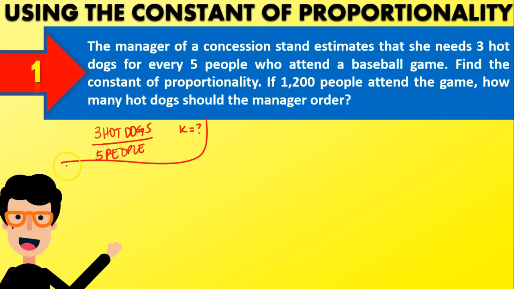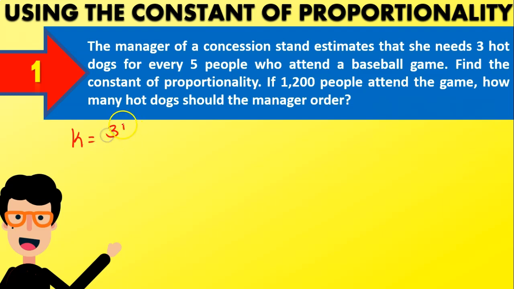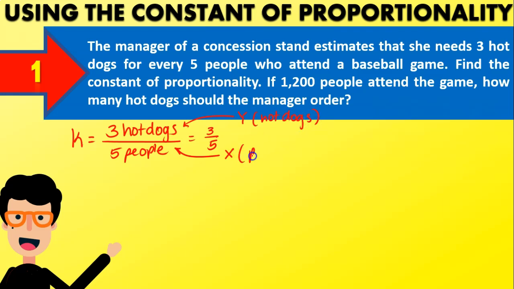Okay, so in this case, guys, we are actually given the ratio. We're given that 3 hot dogs every 5 people. So that's a given, that's a constant. We're going to be using 3 hot dogs for each 5 people who attend. Then the value of k is going to be 3 divided by 5. We just have to remember that whenever we divide y by x, y is going to be the hot dogs and x is going to be the amount of people. Now, that is going to be our constant of proportionality, so 1 down.